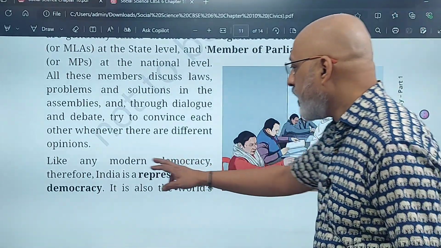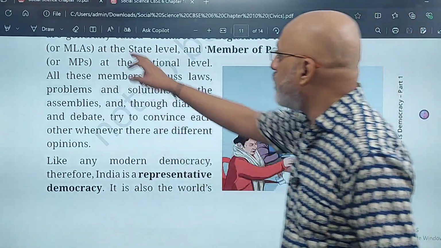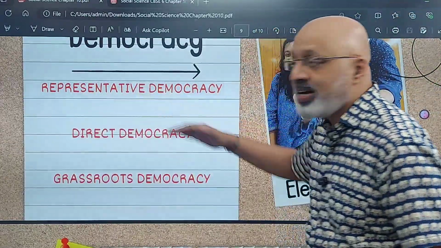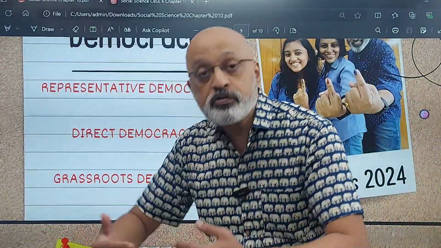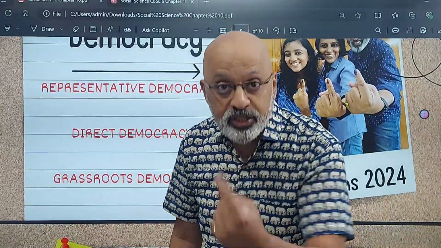And in the same way, like in any modern democracy, India is a representative democracy. India is what is called a representative, यानी कि हम representatives को चुनते हैं. कैसे चुनते हैं? चुनाव में, इलेक्शन में.